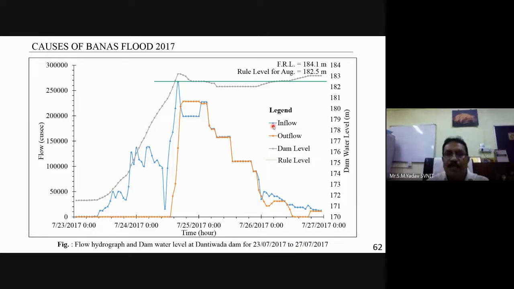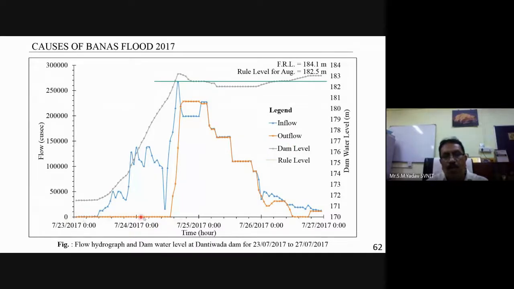You can see that the blue line is inflow, and up to midnight of 23rd no flow was observed. Then suddenly the inflow started increasing into the dam, and from midnight of 24th it shot up like a rocket and reached the rule level. The dam was completely filled within a few hours, and the dam authority had no way to release the water. Therefore, you can see the outflow hydrograph.